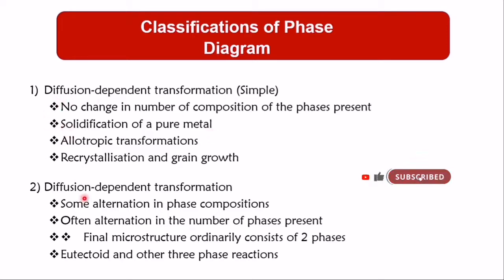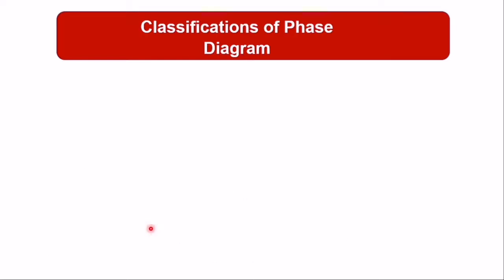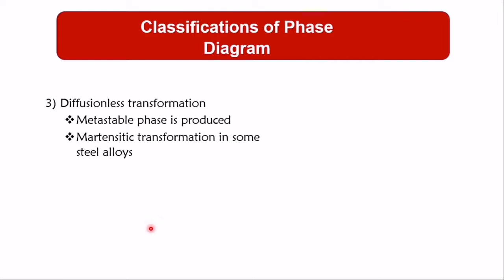And we have the second one, which is also a diffusion dependent transformation. This is the simple one and this is the complex one. There is some alteration in the phase composition, often alteration in the number of phases, and the final microstructure ordinarily consists of two phases, such as eutectoid and other three phase reactions. The third one that we need to know is the diffusionless transformation. That's where a metastable phase is produced, the martensitic transformation of some steel alloys.